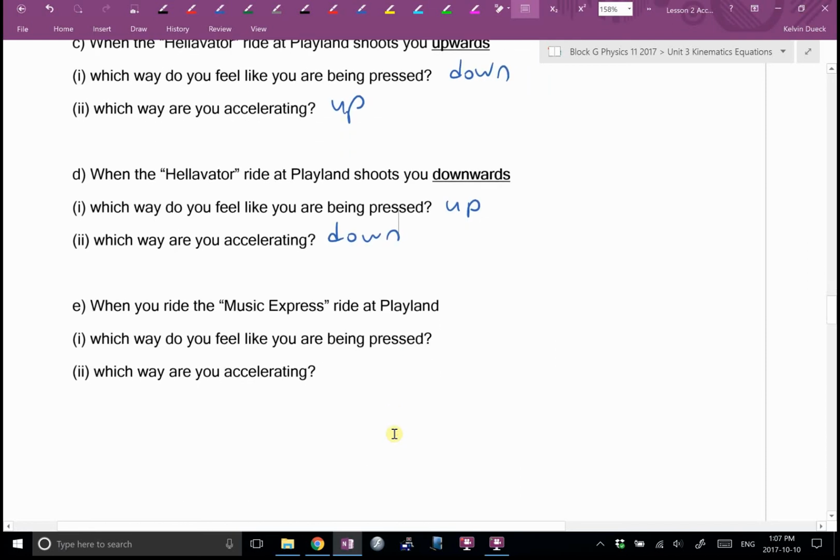There's a ride at Playland called the Music Express. That's the one that goes in a circle really, really fast. And then the ride operator says, "Would you like to go faster?" "Yeah!" And then it goes faster and faster. Okay, it goes in a circle. Which way do you feel like you're getting pressed on that ride? Outwards. Which way are you accelerating then? Inwards. You are.